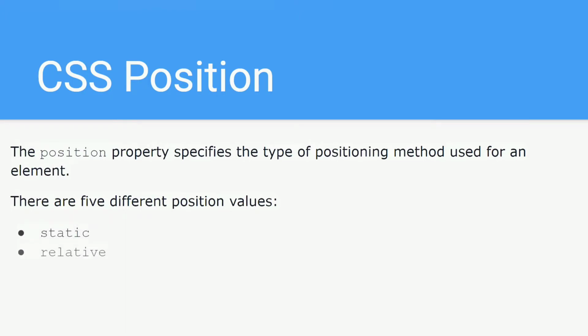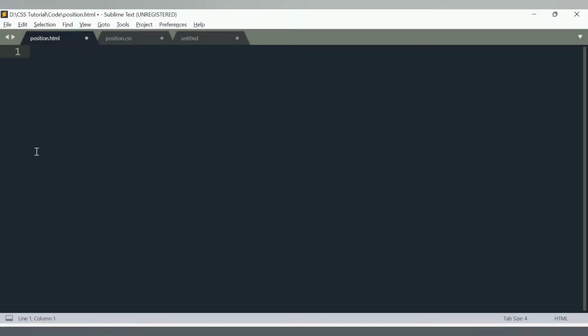Static is the first one, second is relative, third is fixed, fourth is absolute, and the last one is sticky. We will see each of these properties in our code now. Let's start with the static property first. Here I have a position.html file, and to link with CSS I have a position.css file.